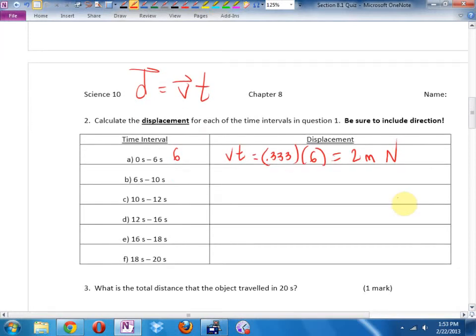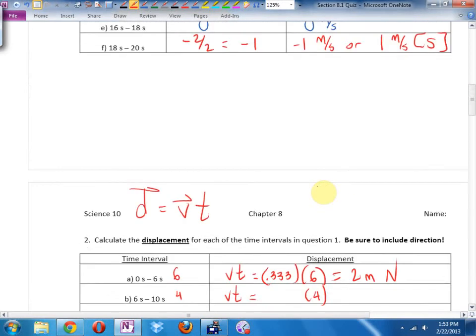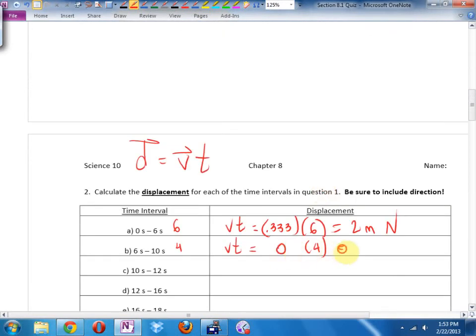Dane, what's the time interval in part B from 6 to 10 seconds? Don't say 10, because it's not. 3 seconds, or 4 seconds. 4. So it's going to be velocity times time, where time is 4. What was my velocity? 0. I traveled 0 meters in that section. Is that okay, Justine?